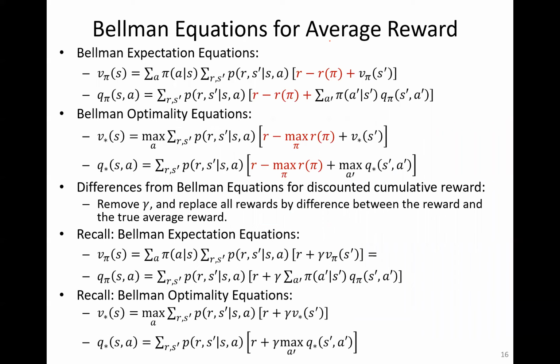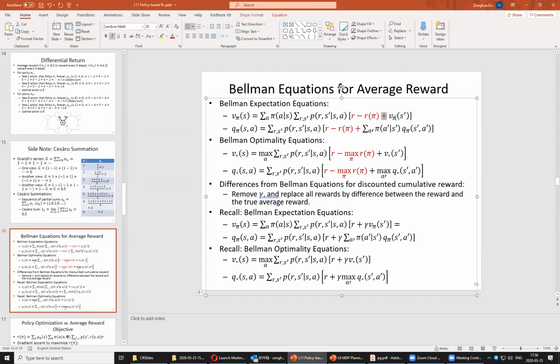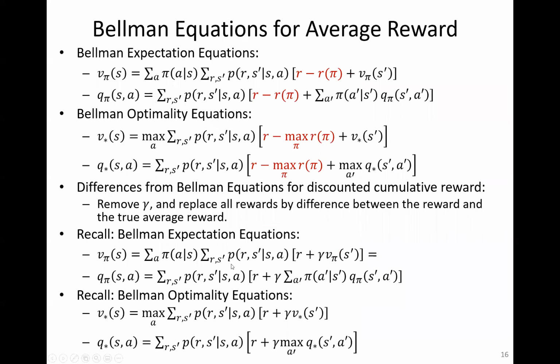For the average reward, you can also write out the Bellman equations, Bellman expectation and Bellman optimality. If you compare with the Bellman equations we saw before, the only difference is that for the four Bellman equations, two expectation equations and two optimality equations, you simply replace all the rewards by the difference between the reward and the true average reward. And you remove the gamma. There's no discount factor.